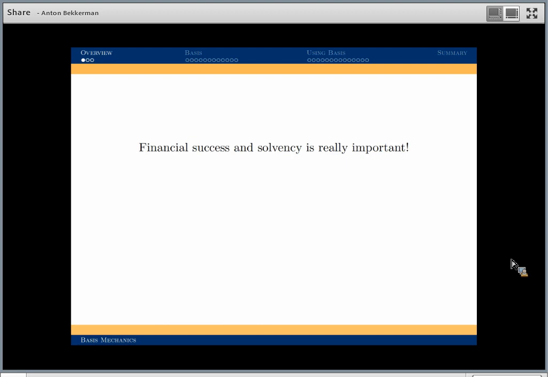Today we are talking about the mechanics and uses of basis. So marketing concepts, price concepts. We're going to be thinking about what basis is and applying it to predicting prices, which is of course always a hot button issue whenever I talk with producers.